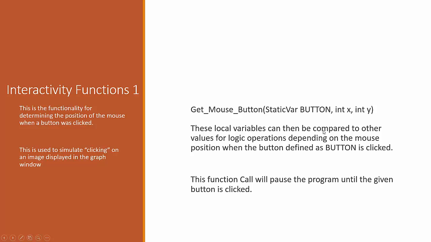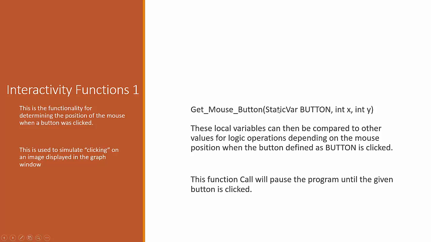Okay, these local variables can be compared to other values for logic operations depending on the mouse position when the button defined as button is clicked. Okay, this function call will pause the program until the given button is clicked. So whenever you have this as a call, it will freeze the program at this position until the button that you define here is clicked.